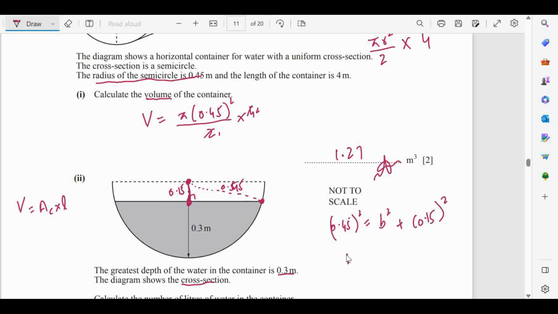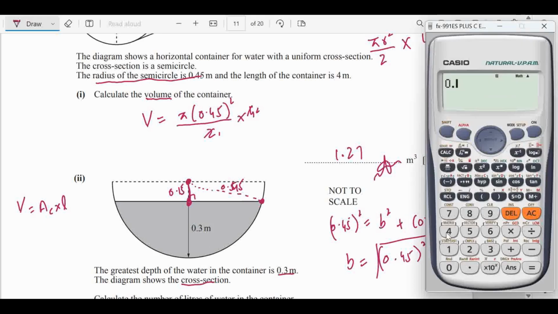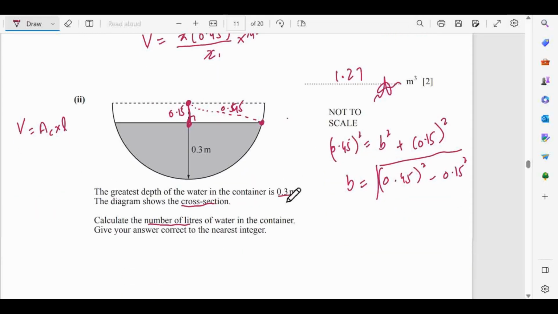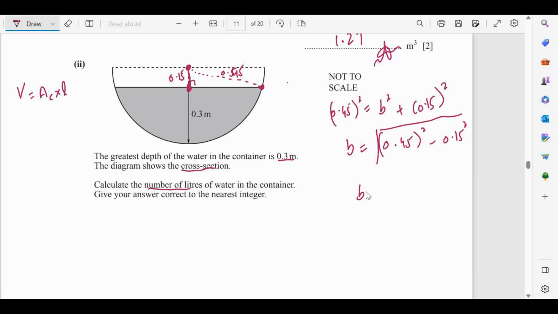Now if we rearrange it, b will be equal to the square root of 0.45 squared minus 0.15 squared. So this will be equal to 3 times the square root of 2 divided by 10. We need exact values, so the base will be equal to 3 times the square root of 2, the whole divided by 10.